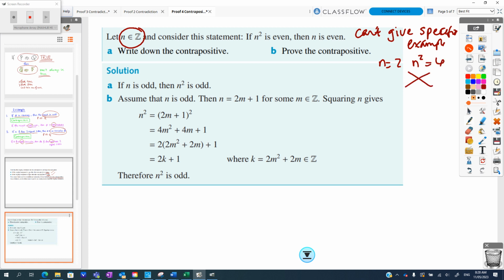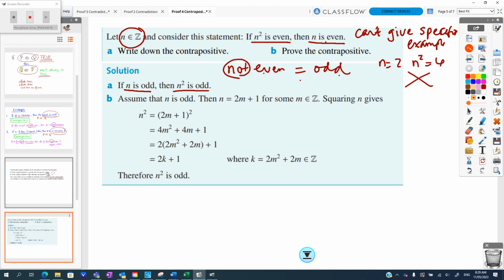So the contrapositive is n is not even. Not even means it's an odd number. And the contrapositive of n squared is even, which is n squared is not even, means that n is odd. In the previous ones we talked about just putting the word not, but a not even number is an odd number.